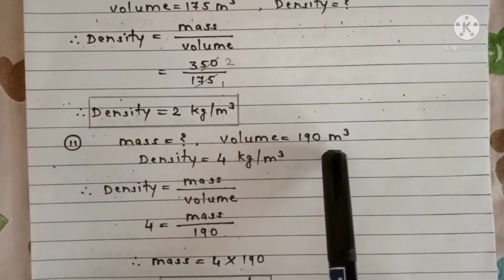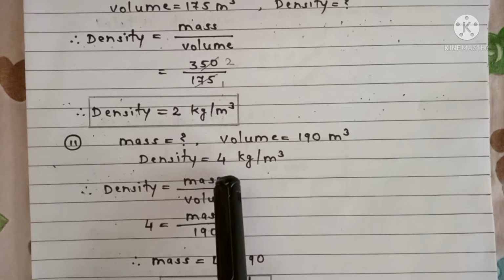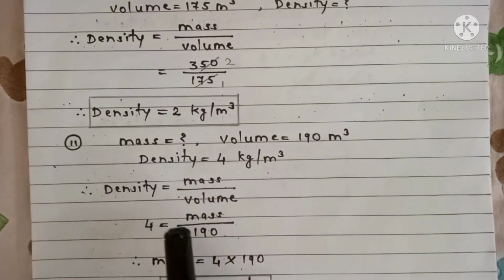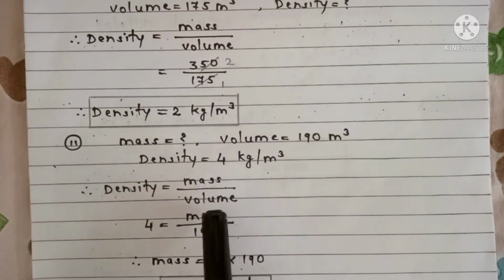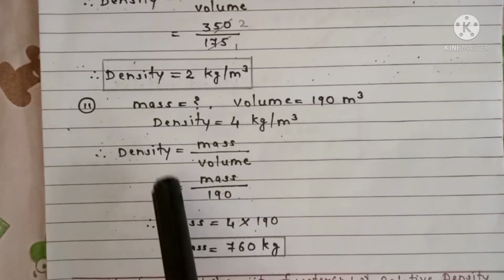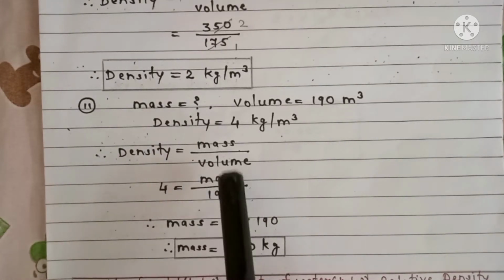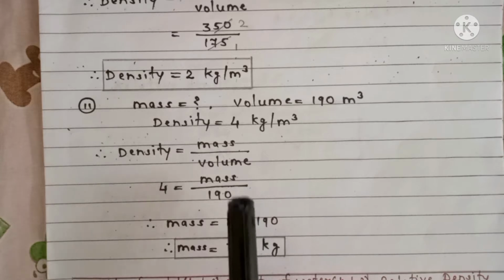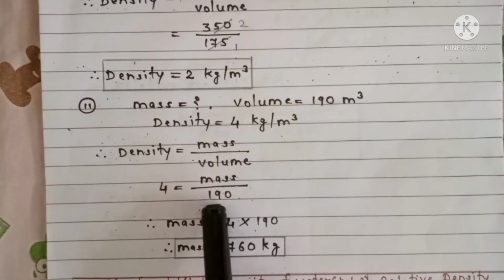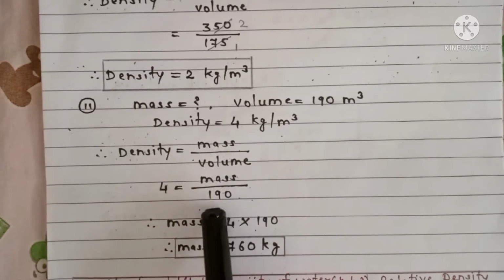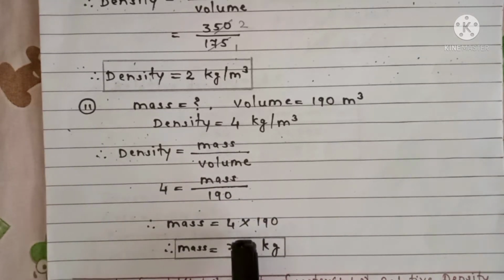Volume 190 meter cube is given, and density is given 4 kilogram per meter cube. The same formula we have to use, that is density is equal to mass upon volume. Let us put the respective values: density 4 is equal to mass upon 190, that is the volume. Here we have to calculate mass, so this 190 will go to the left hand side. When it goes to the left hand side, obviously it will be multiplied.